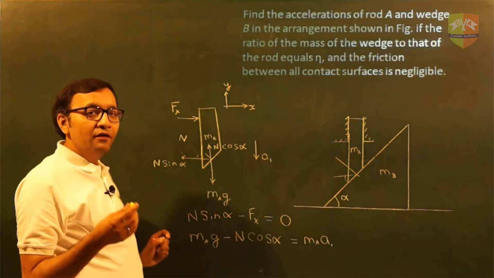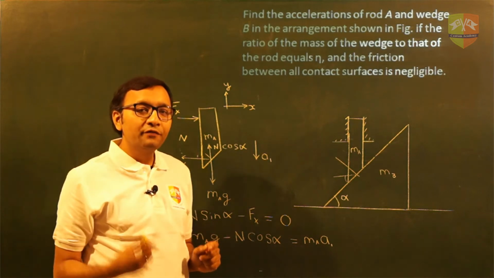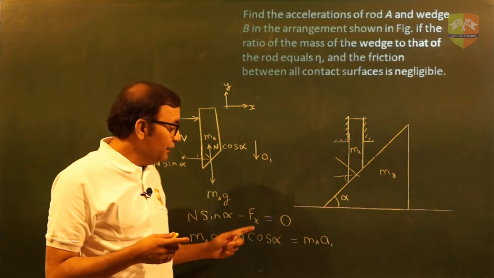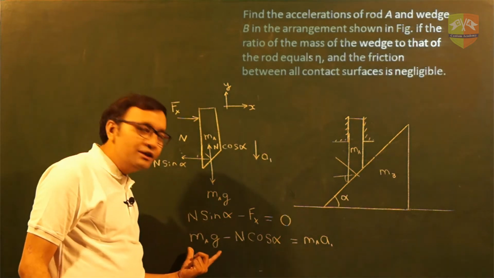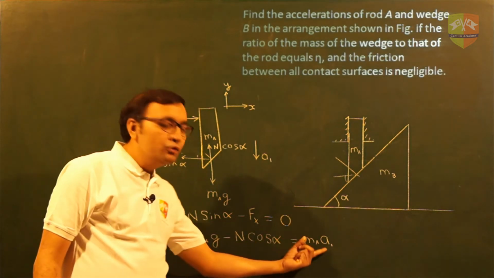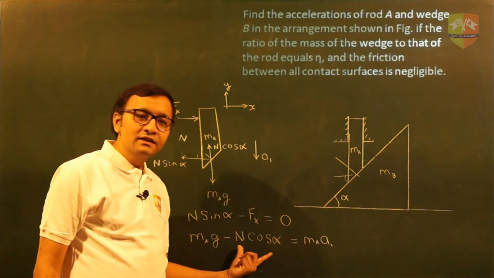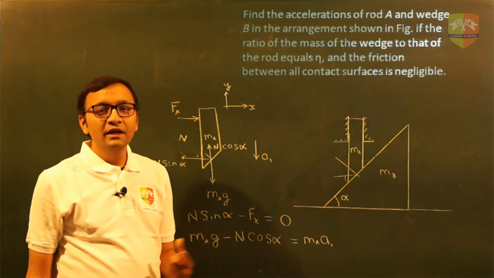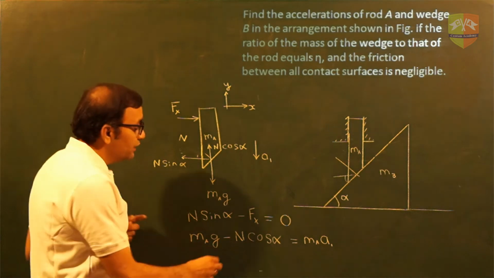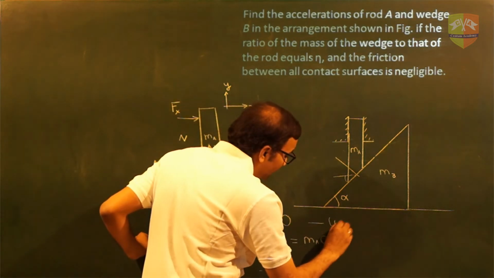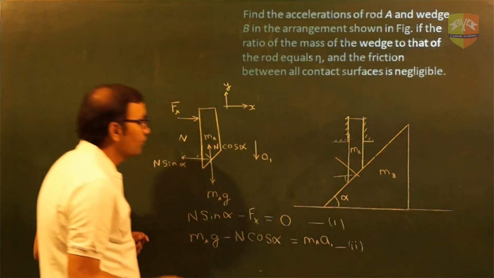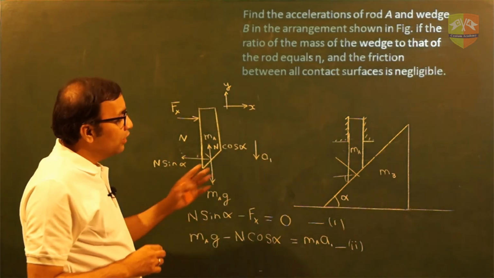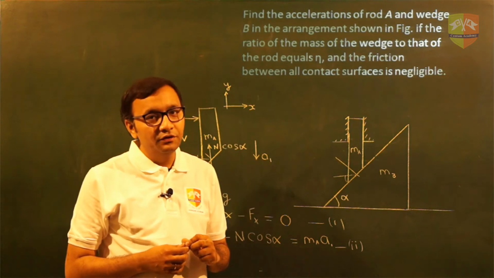Now the way we write Newton's second law equation of motion is we take direction of acceleration to be positive. So that is why I have taken mg to be positive, and opposite to direction of acceleration, which is N cos alpha, it is taken as negative, right? So these are the two equations. Let me mark it as equation number 1 and equation number 2. Fine. Let us now draw the free body diagram of the wedge. Okay.